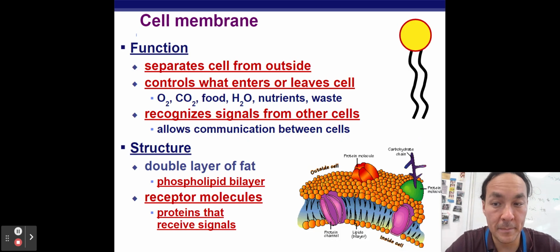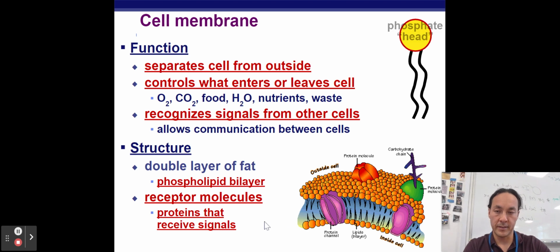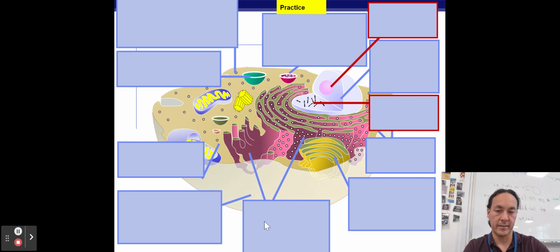All right, the cell membrane will be the focus of our next video. It's very important. It's going to be made of that phospholipid bilayer, which we talked a bit about in the chemistry of life. It's going to have a non-polar interior. The outside will be polar. It's going to be fluid, mosaic, etc. It controls what enters and leaves the cell.